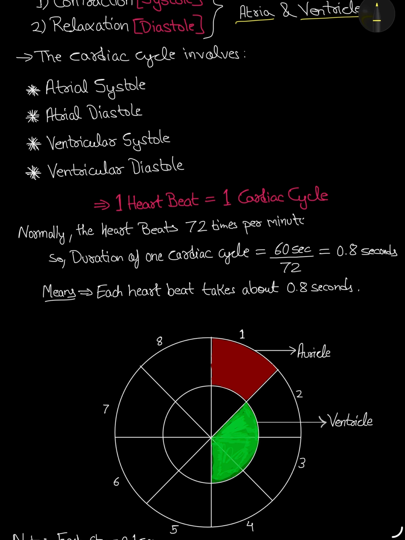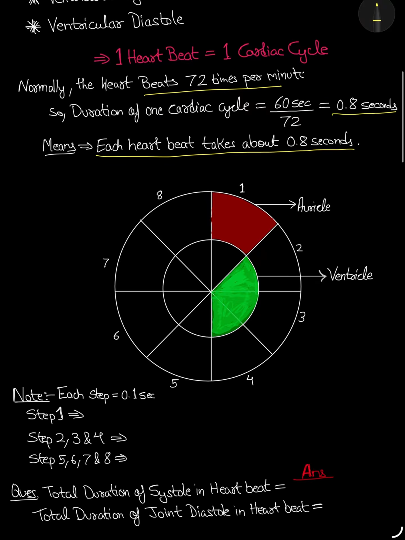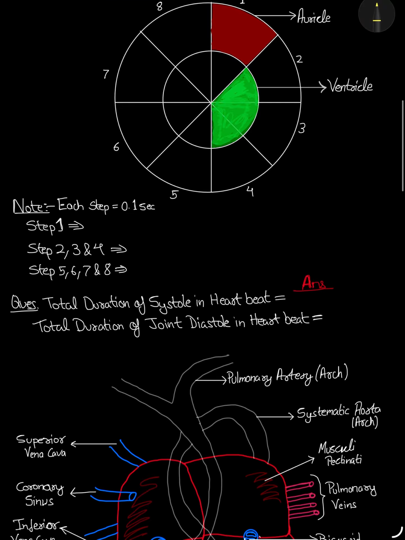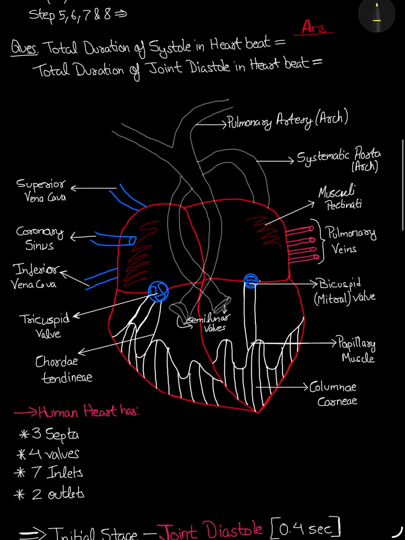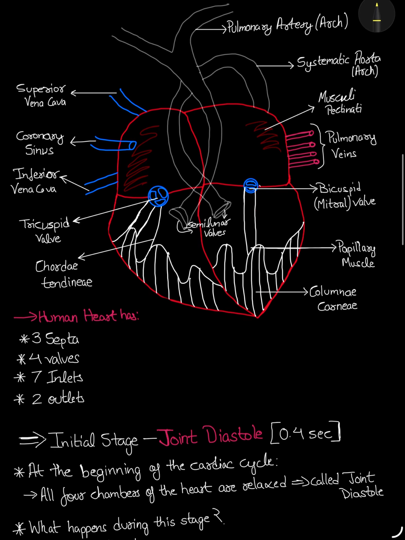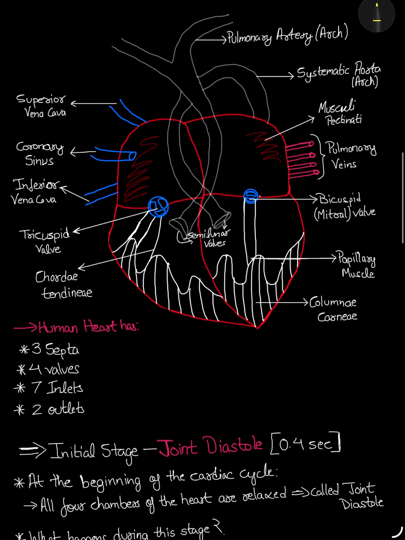So normally, if the heart beats 72 times per minute, and we want to calculate, the duration of one cardiac cycle happens to be 0.8 seconds. Means each heartbeat takes about 0.8 seconds. This is the activity which we are going to do later on in this lecture. First, we are going to see the diagram of the heart showing here.